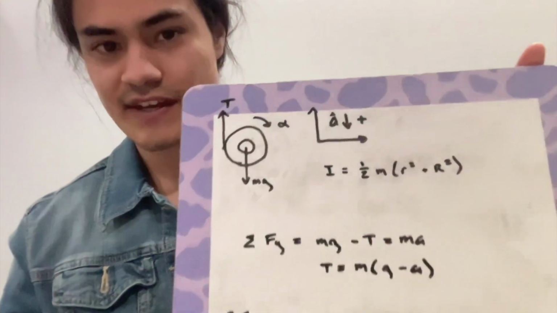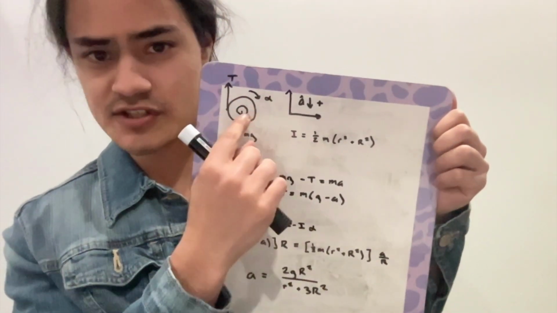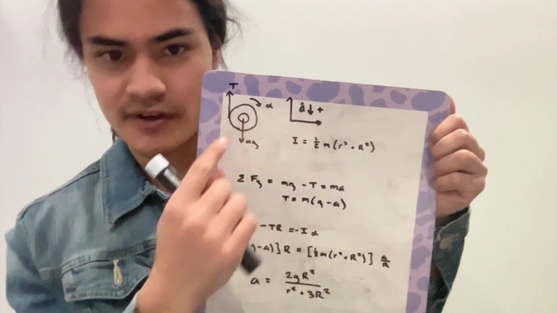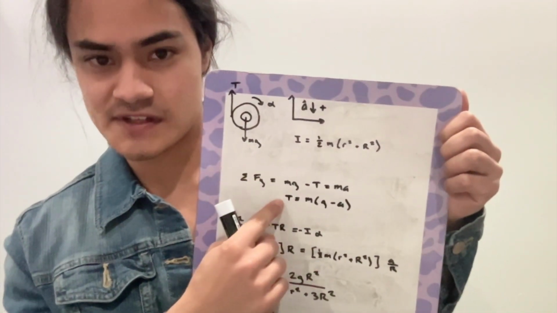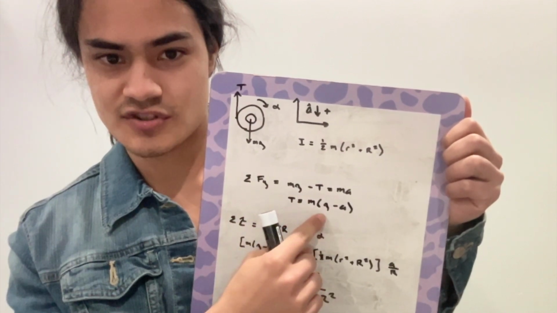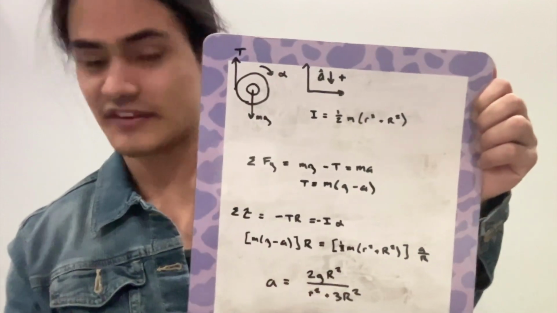My voice cracked, and I think we should do the experiment now. And if you're curious, if you take the moment of inertia about the center and not about this point, you don't need to use the parallel axis theorem, but you do need to solve for T in terms of g and a. And then if you do the algebra and solve for a, you get the same thing.